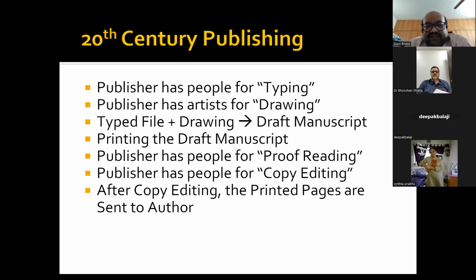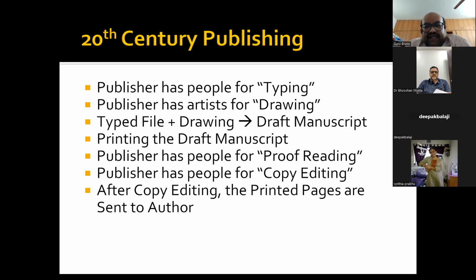With the original manuscript on the left side and the new manuscript on the right side, the proofreader checks every alphabet and sees that the spelling is correct. Then the publisher has people for copy editing. Copy editing is a separate process from proofreading. Proofreading is just to check that the manuscript which you, the author, sent and which has been typed is the same. Copy editing goes one step further and checks for grammar, punctuation marks, etc.